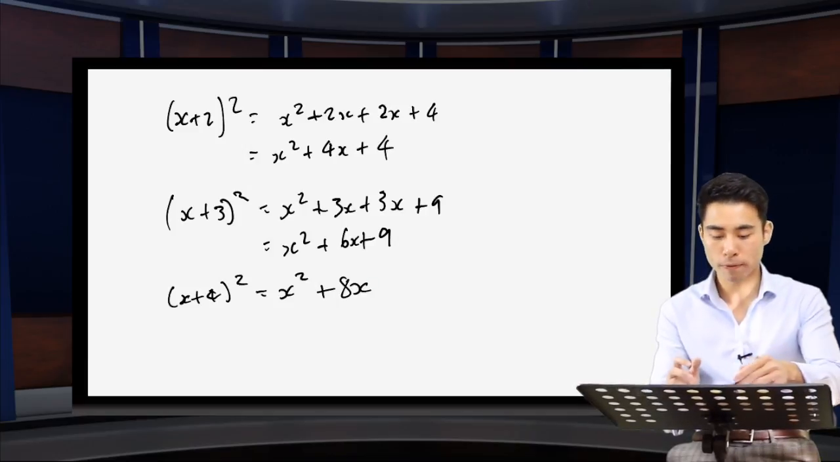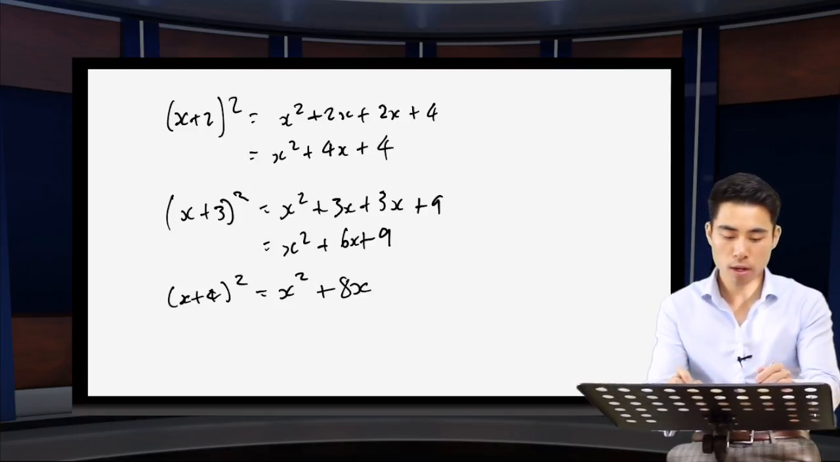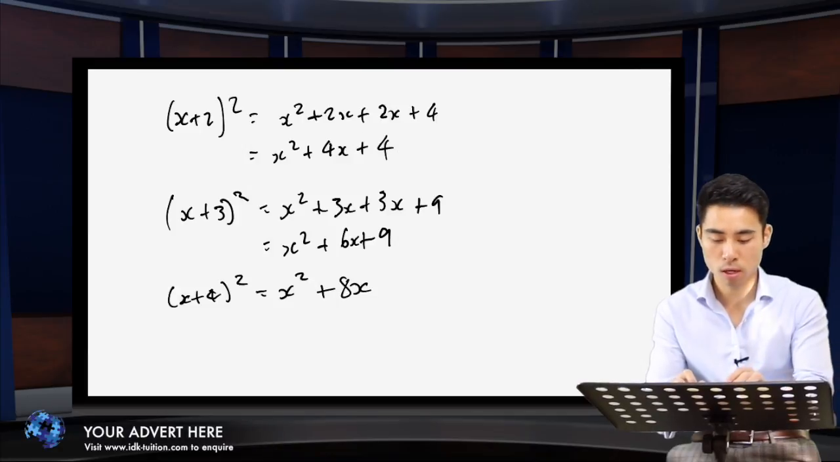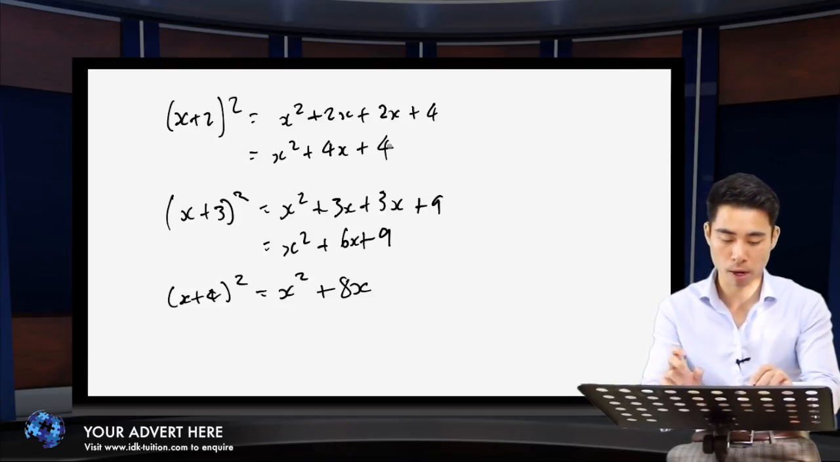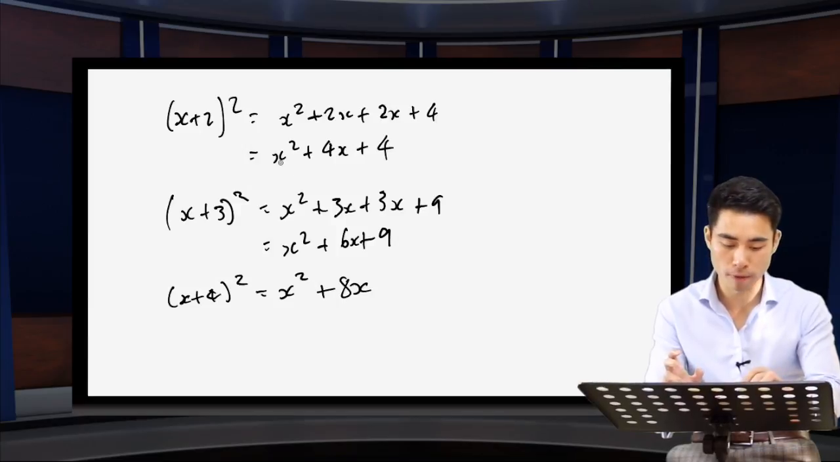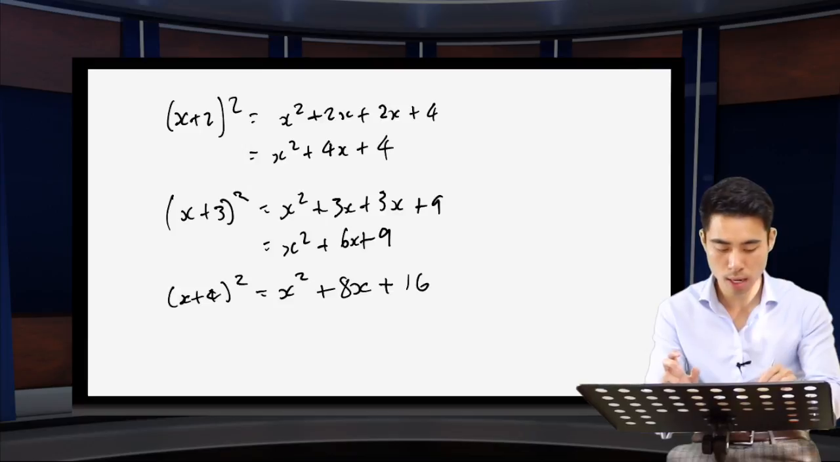Now, going back to our first two examples here, looking at our number term, how do I go from here to here? Well, I could double it, but that's not what we actually do. I actually square my number term to give me the constant term in the final expanded expression. So square this one to give me 4, square this one to give me 9. What's my number term going to be here? Well, if I square this, it's going to be plus 16.